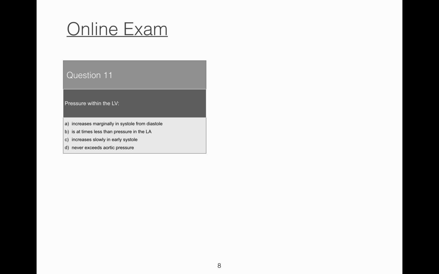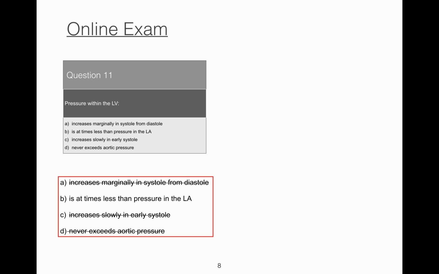Question 11. In this question, information about LV pressure was asked for. Pressure within the LV increases significantly in systole and diastole, increases rapidly in early systole, and exceeds aortic pressure in early systole. Therefore, the only correct option is B. At times, LV pressure is less than the pressure in the LA, which is the case during ventricular diastole.